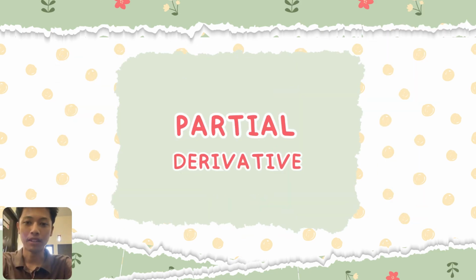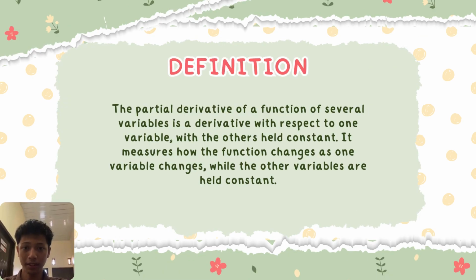Okay, my name is Putra Asmin Aditama and I will explain about partial derivative. The partial derivative of a function of several variables is a derivative with respect to one variable, with the others held constant. It measures how the function changes as one variable changes, while the other variables are held constant.